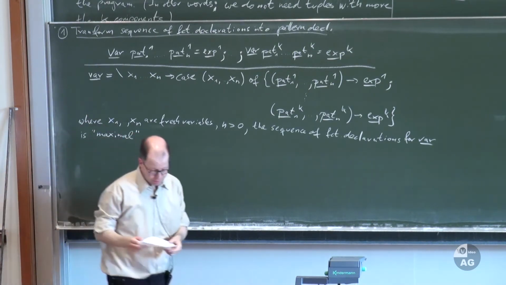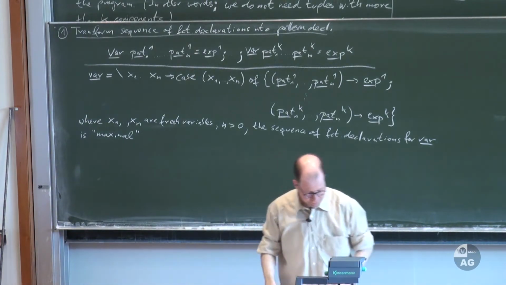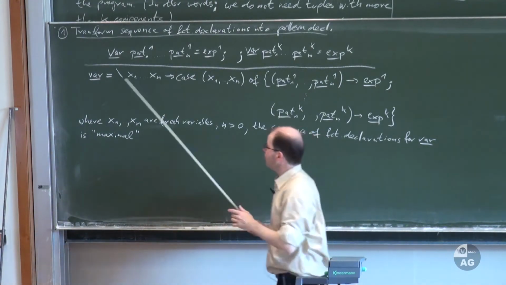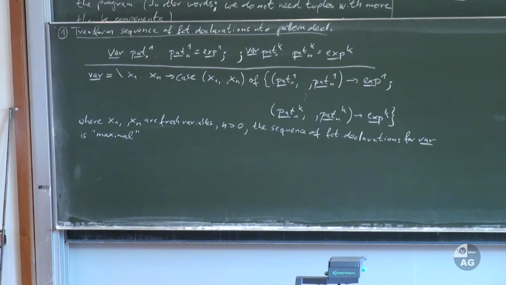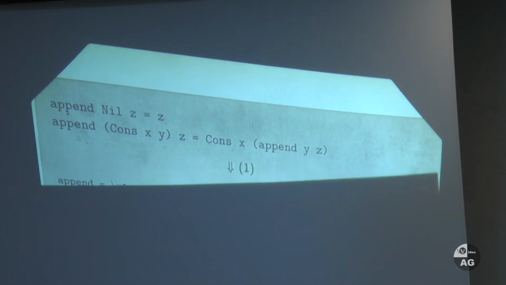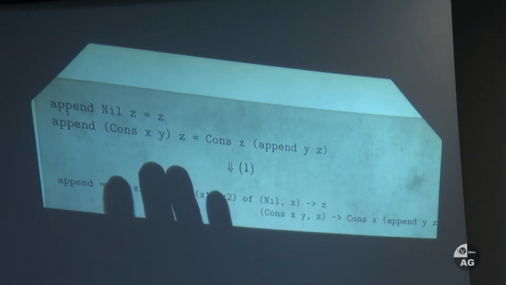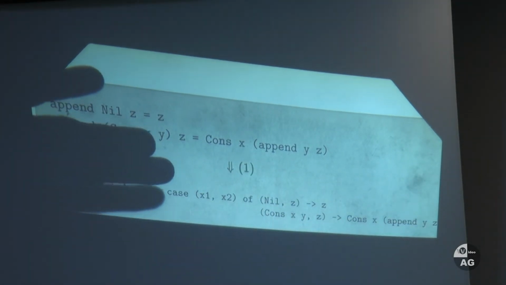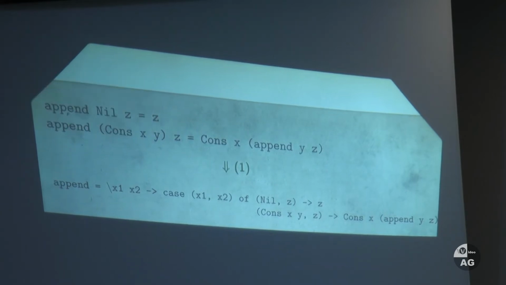Let's do this in our example and see what we get. So instead of having these two declarations, we want a single declaration with just append on the left-hand side. So what would rule 1 do? It would replace this declaration by the new declaration down here. So now we have just append on the left-hand side. And append now is a function with two arguments, because we had two patterns here. So lambda x1, lambda x2. And then we have a case construct.